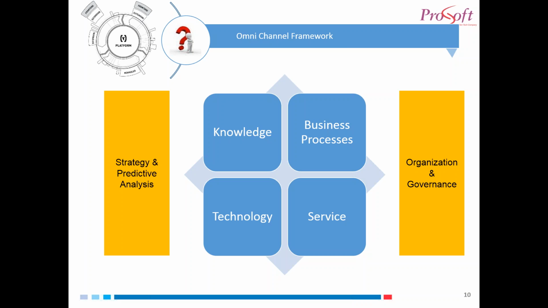Across any of the business processes, shown in yellow are strategy and predictive analysis and organization governance, which play a very big role also. Mostly they are across the organization. So when we talk about an omni-channel framework, we are going to talk about the four dimensions: knowledge, business process, service, and technology. I am not going to talk about these two, but if you are going for any omni-channel implementation, this framework ensures that your business strategy, business goals, and capabilities are also taken into consideration with the predictive analysis, that is, what I'm going to get out of this effort. That is very important.